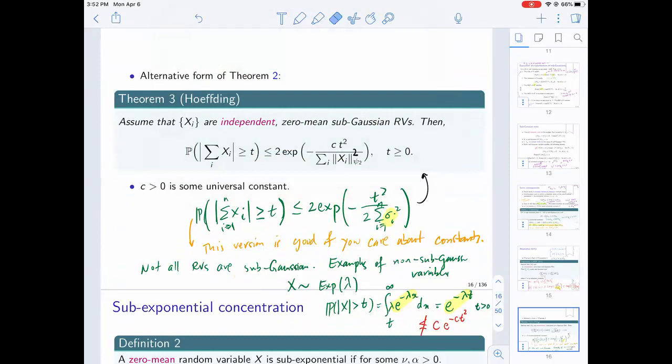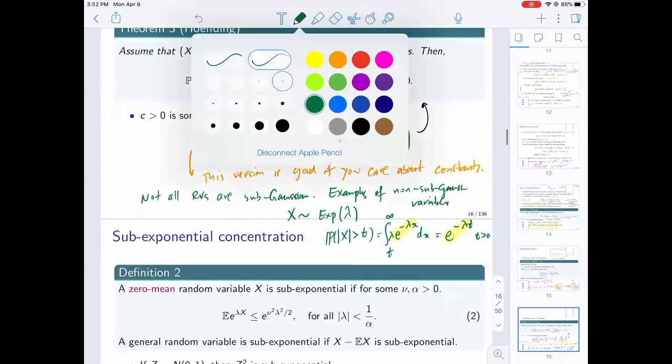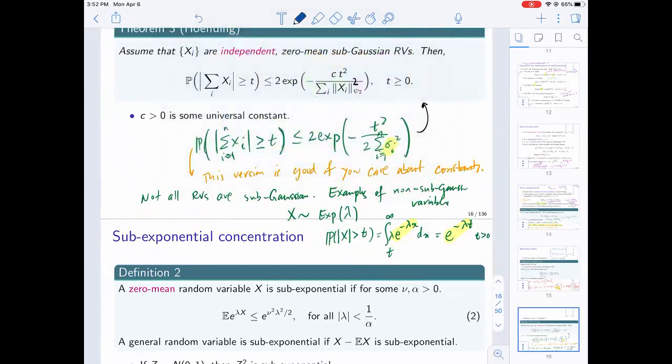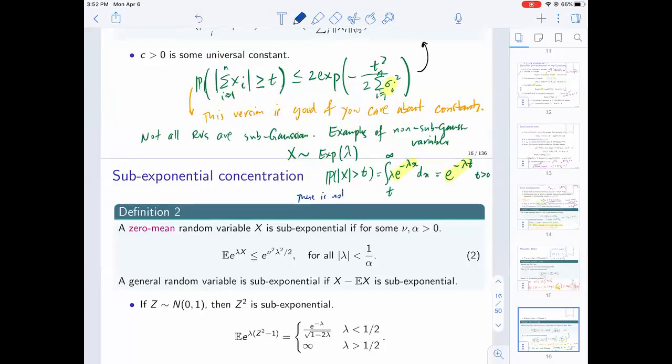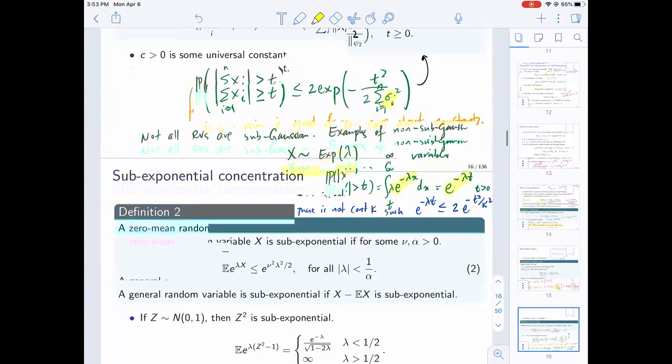I can't say that this is less than or equal to, let's say, so there is no constant k such that e to the negative lambda t is less than or equal to, let's say, twice e to the negative t squared over k. Because eventually as t goes to infinity, this other side goes to zero much faster than this. So this can't happen. So this can't be a sub-exponential variable. Sorry, sub-Gaussian variable. Okay. So the exponential random variable is not an example of this.